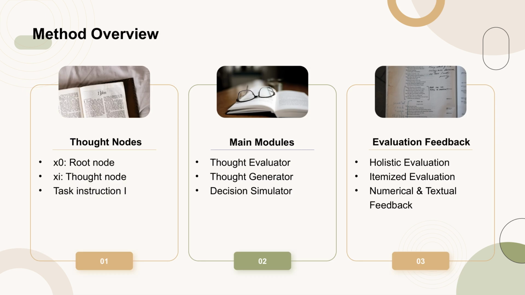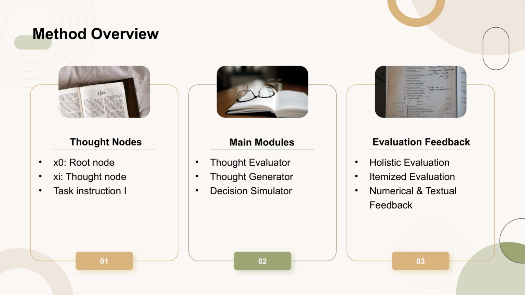In this method, each formal output of the language models, LLMs, is treated as a thought node, denoted as X, an element of X0, X1, and so on, where X0 is the root node representing the initial output given the task instruction I. The method is structured around 3 main modules: the thought evaluator, the thought generator, and the decision simulator. The thought evaluator assesses each thought node and provides feedback for potential improvements, which includes both numerical and textual feedback. There are 2 types of textual feedback strategies: holistic evaluation, which analyzes the entire thought node, and itemized evaluation, which assesses each subunit individually. This feedback is crucial for guiding the generation of new thought nodes and for simulating decisions to optimize the output.